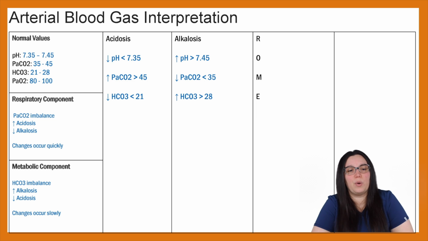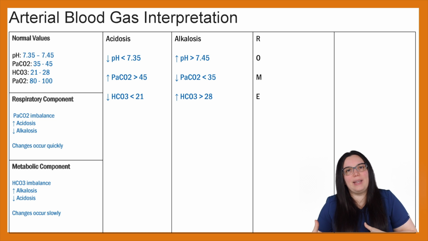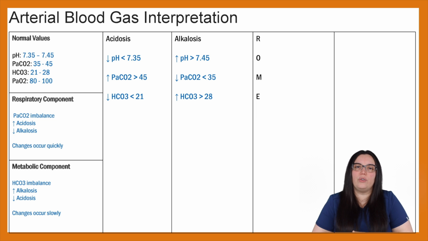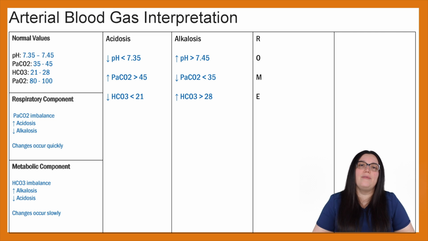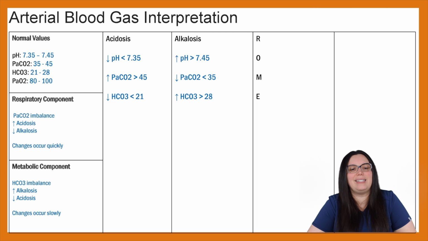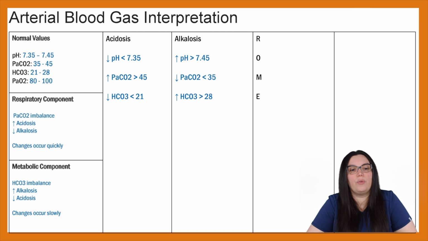So like we talked about before, when it comes to acidosis, we know that our pH is going to decrease. The more acid we have in our system, the further our pH will decrease. So we're going to have a pH of less than 7.35. Our acid component, which is our carbon dioxide, or PaCO2, is going to increase. The more acids we have, the more increase there will be with our PaCO2. It's going to be greater than 45. And when it comes to our base, that's our alkaline component, our metabolic component, our HCO3 is going to decrease. It's going to be less than 21.